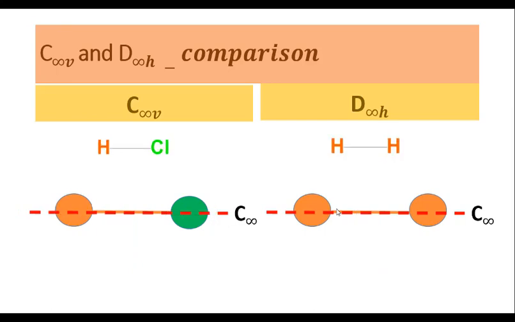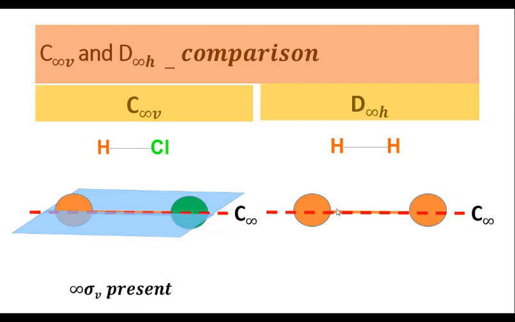Next, we will find a plane which cuts each of these atoms and passes through each of these atoms. It will cut the atom into two halves, one half of each atom lying above the plane and one half of each atom lying below the plane, and this plane contains the principal axis, and this is sigma v plane. Because the plane contains the principal axis, this is a vertical plane of symmetry, and there will be infinite such vertical planes of symmetry, and so infinite sigma v will be present.